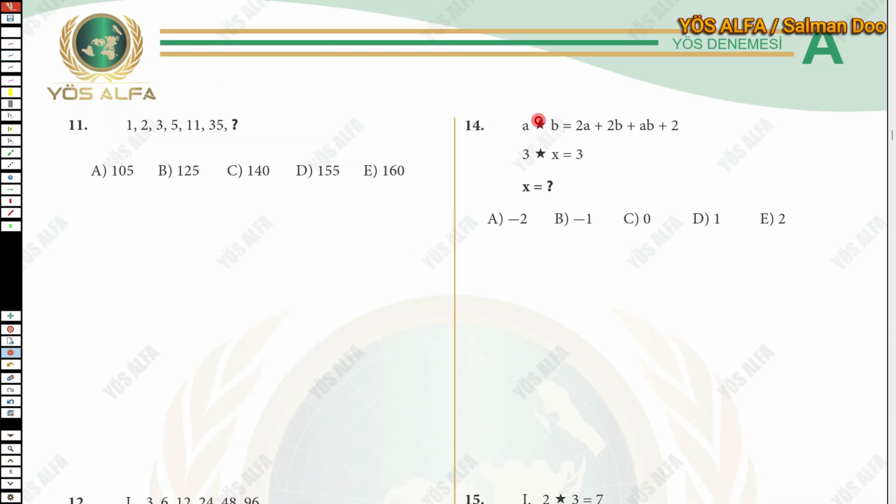14. Another operation problem. A star B is given. We have 3 star X. So A is 3 and B is X. A is 3, B is X, 3X. So the result is we have 3 times 2 is 6. 6 plus 2 is 8. 8 plus 3X and there is 2X. So 5X, and it's given to be 3. So the answer is minus 5 over 5, which is minus 1.